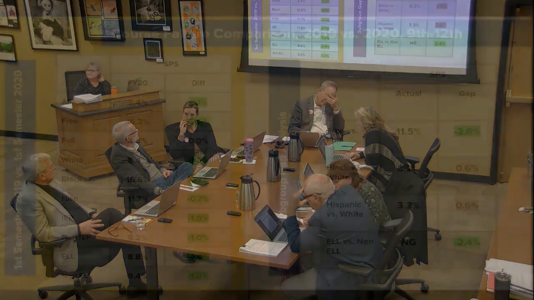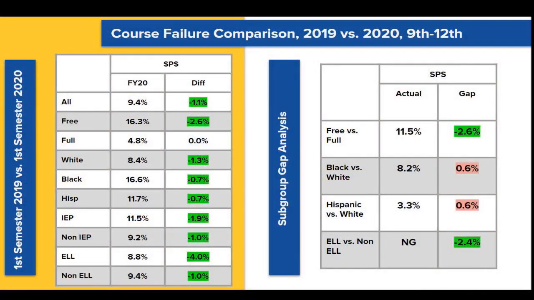Thank you. So course failures at the high school level, there's a lot to celebrate here. All green as far as subgroups. The only subgroup here is full that had no change. Overall, we had a 1.1% reduction in course failures at our high school level, 9th through 12th, and ELL at 4%, IEP at 1.9%, free at 2.6%, which are some of the target subgroups that we're going for.